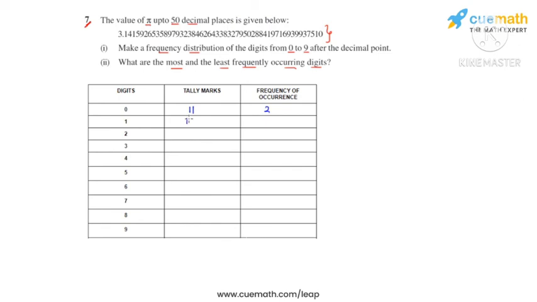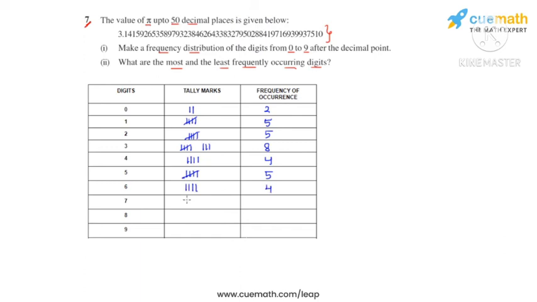1 is occurring 5 times, and its frequency is 5. 2 is occurring 5 times again, so the frequency for it will be 5. For 3, it's 8. So the frequency will be written as 8. For 4, the frequency is 4. So we write the tally marks and the frequency as 4. For digit 5, the frequency is 5. So we write the tally marks and the frequency as 5. For digit 6, it's occurring 4 times. So the frequency and the tally marks are written as 4.